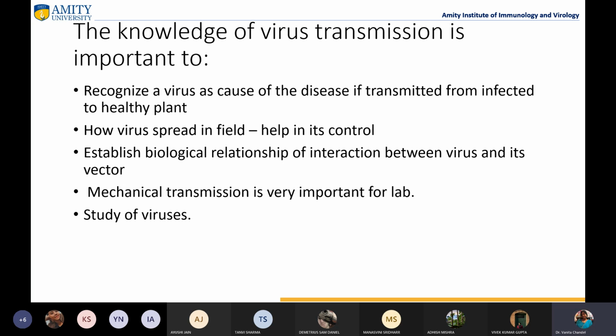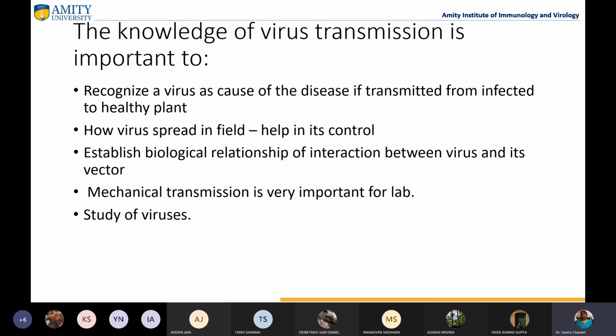So why do we need to study this? Because if we know how viruses are spread, then only we can take steps for the management of that virus. From the point of view of controlling or managing a virus, it is also important to know how the virus is being spread. Like I was telling you, the example of Begomoviruses, plant viruses, which are transmitted by the whitefly, Bemisia tabaci. If we can somehow control or manage the vector by using some kind of insecticide or any other biological control, we'll be able to manage the virus also. So that's why it is important to know the vector of a particular virus and how it is transmitted.